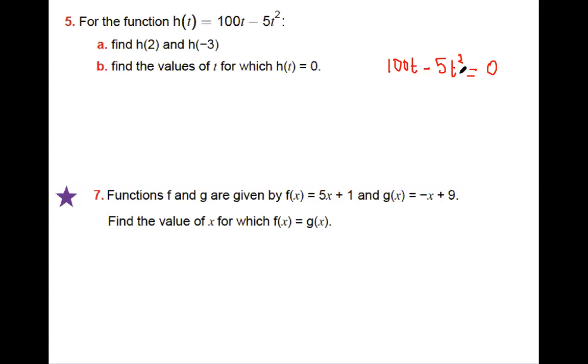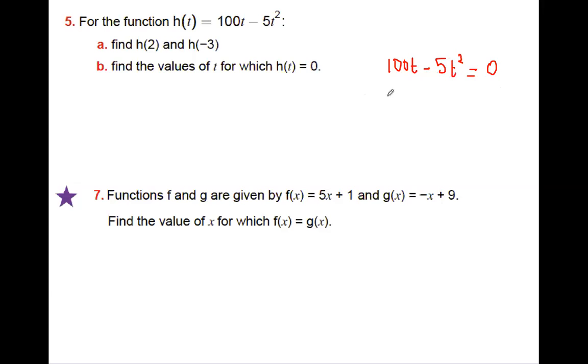So that's what you need to solve. So what you could do is try to factorize this, because you've got 100 and 5. So 5 is the common factor. You've got t and a t square, and t is a common factor. So that'd be the first thing you could do, is factorize, because when you factorize, you're going to have 2 factors.